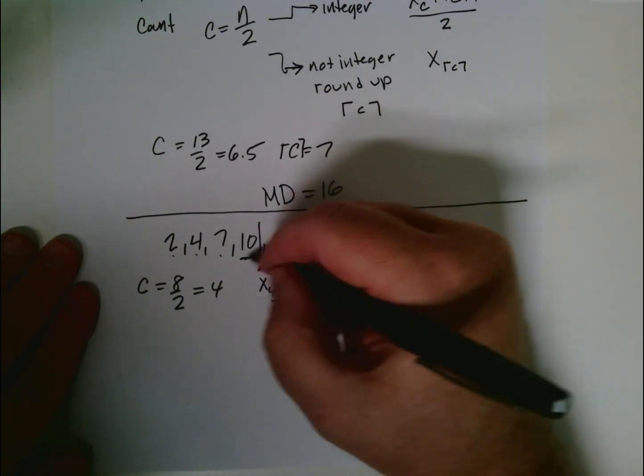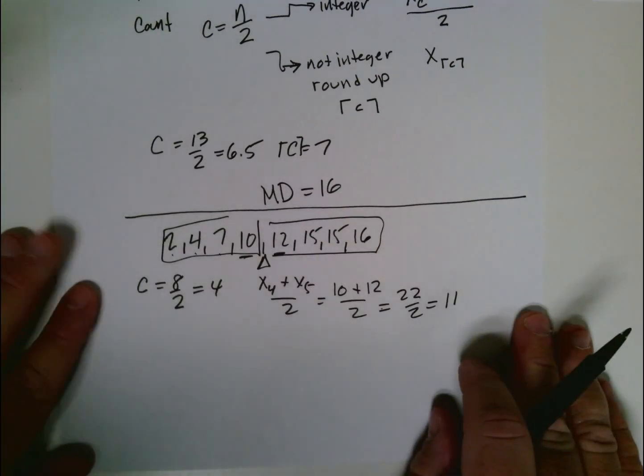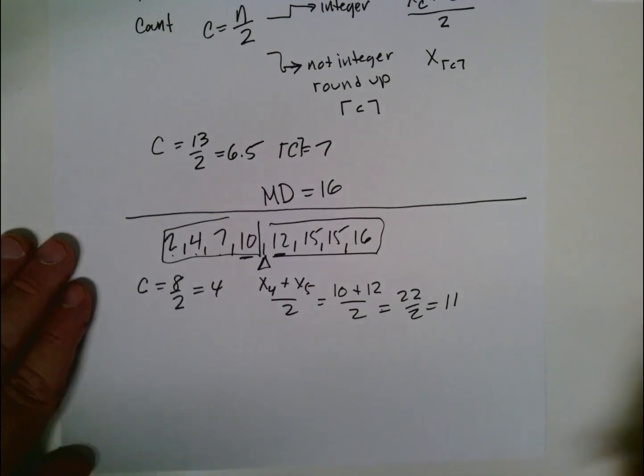So halfway divides it into two groups. 1, 2, 3, 4, 1, 2, 3, 4. You can see that that's the median for even data.